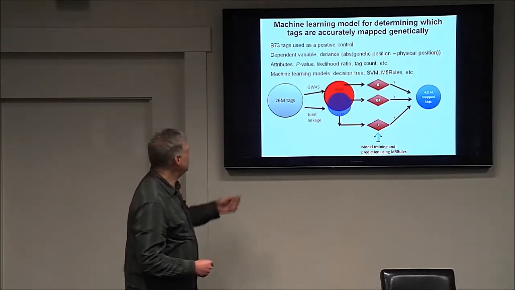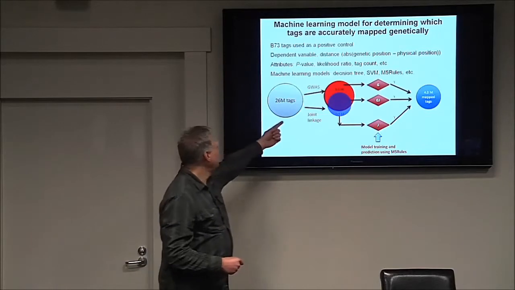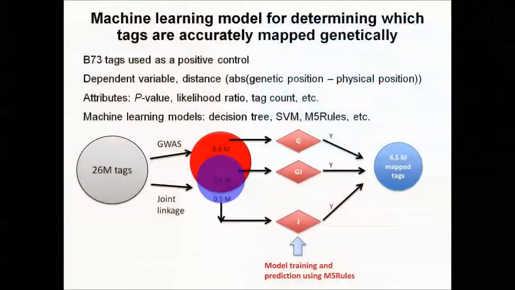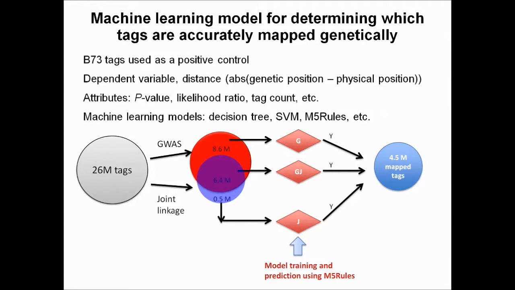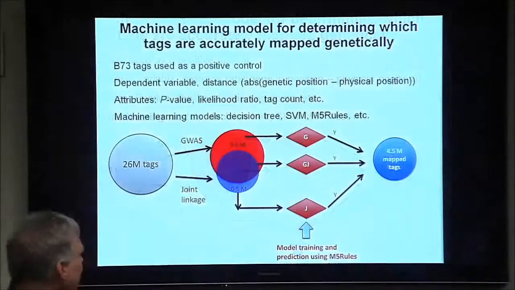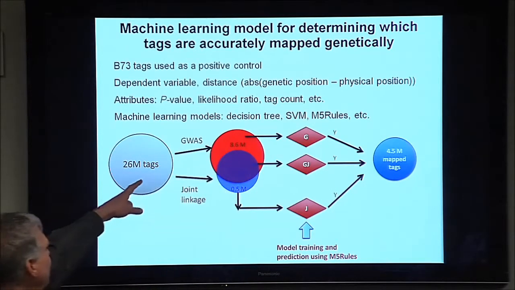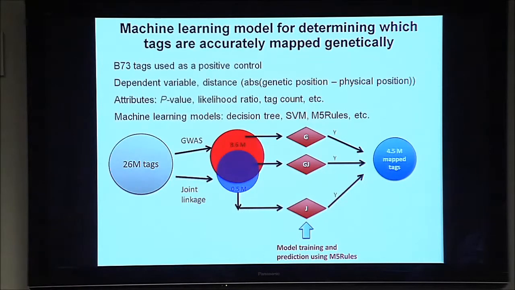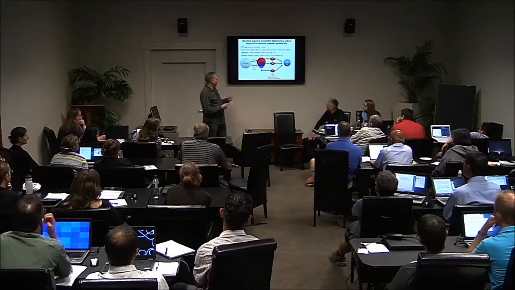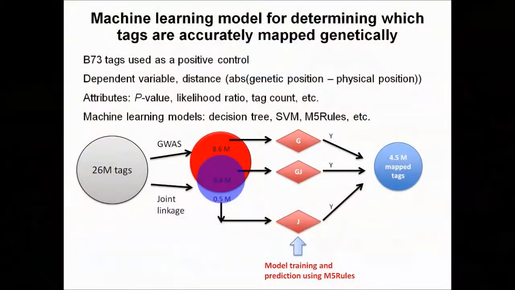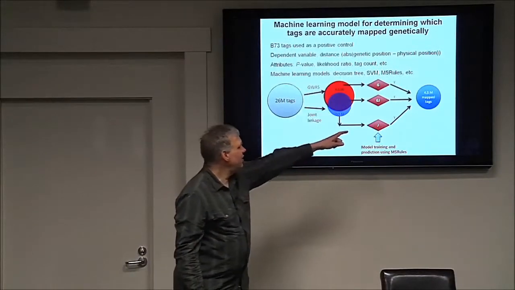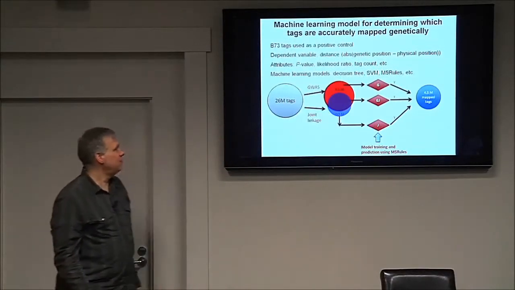So he took these 26 million tags, and he did GWAS and joint linkage and NAM, and he ended up with ones that were mapped in either or both. And then he put them through model training. I don't remember exactly, but I think G is the ones that map with GWAS, GJ is the ones that map with both, and J was joint linkage only. He put this through model training using the B73 tags as a positive control, and came up with a machine learning model that let him filter these 26 million. He ended up with 4.5 million tags that he felt were mapped reliably.